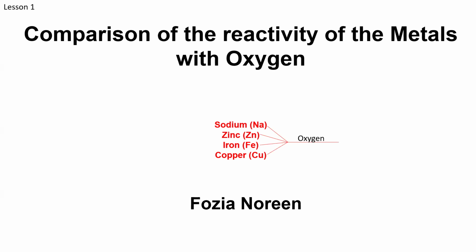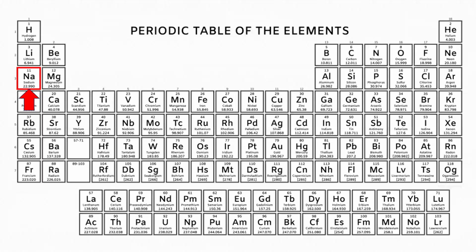So, how are all these metals, sodium, zinc, iron, and copper, reacting with oxygen, and which sort of oxides? Definitely whenever any substance or element reacts with oxygen, it forms a sort of oxide, but which sort of oxide are we expecting here, what are the properties of these oxides, how can these be formed, and which sort of properties can they show at the end.